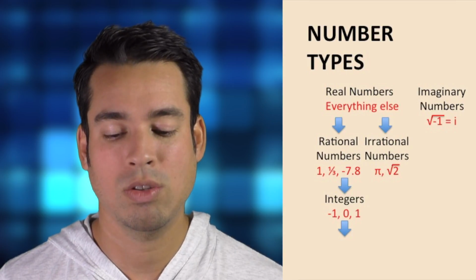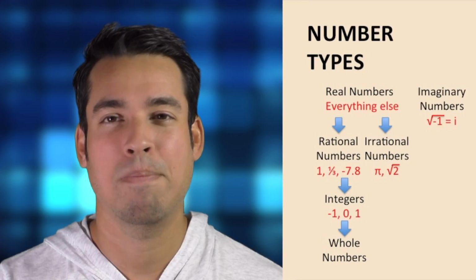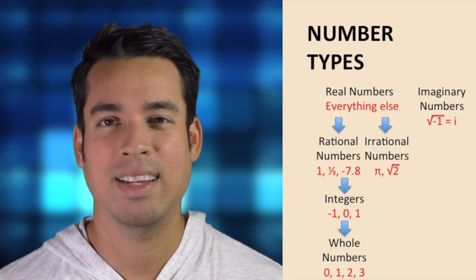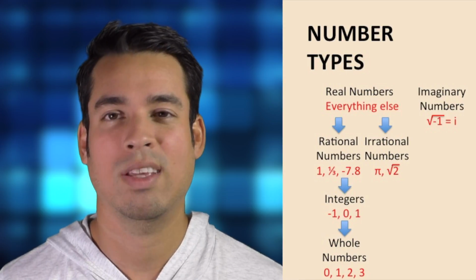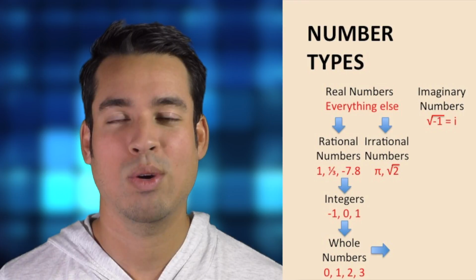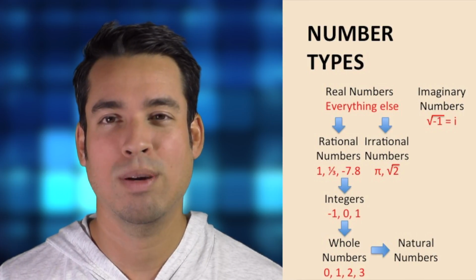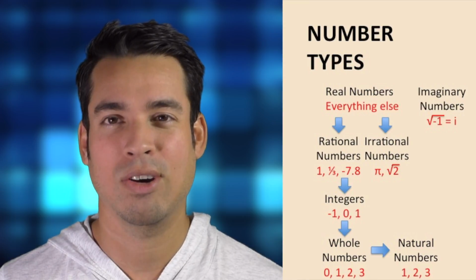So integers, then we also have whole numbers. Whole numbers represents just the positive side of integers and 0. So we've got 0, 1, 2, 3, 4, 5, and so on and so forth as we get bigger and bigger. And then whole numbers has a subcategory within it called natural numbers, which is just like whole numbers, but we don't include 0.